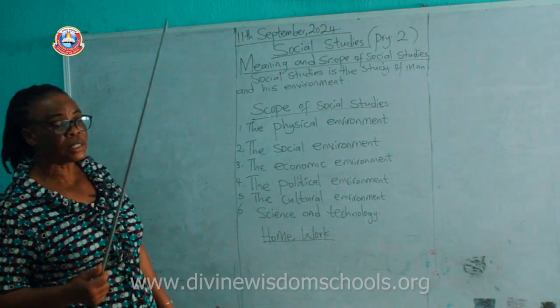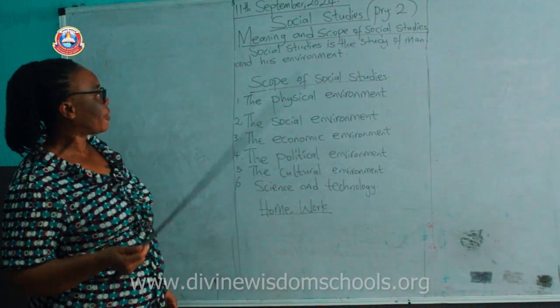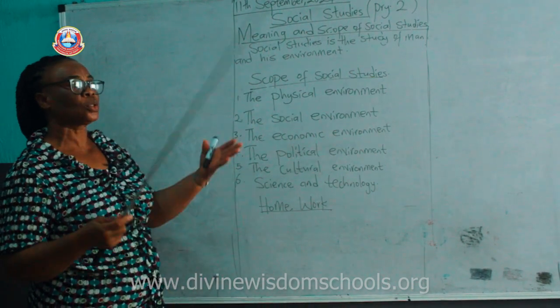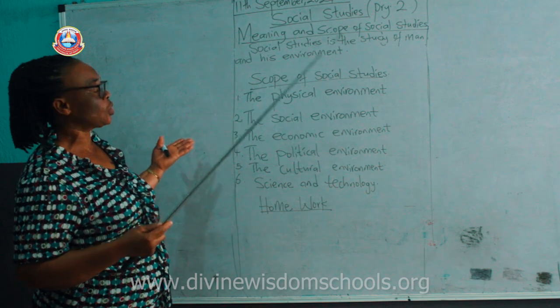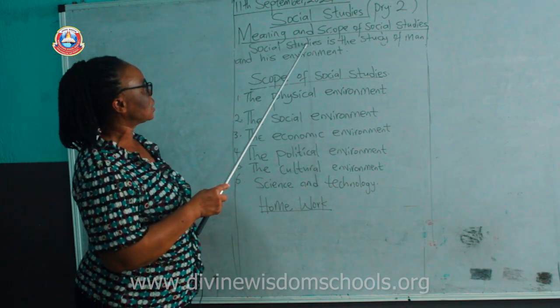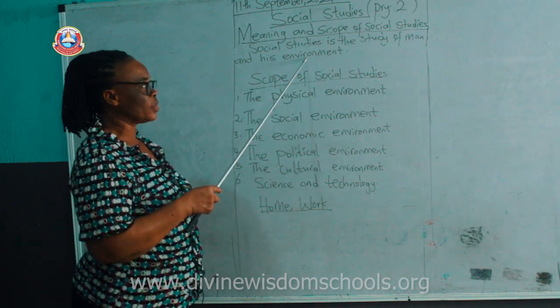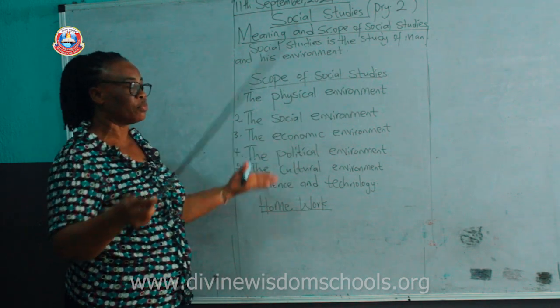So let's go over it again. Let's take the meaning of social studies. Can you define that for me again? If you are asked, what is social studies? It is a very short definition. So let's say it together. Social studies is the study of man and his environment. Remember, man means human beings.